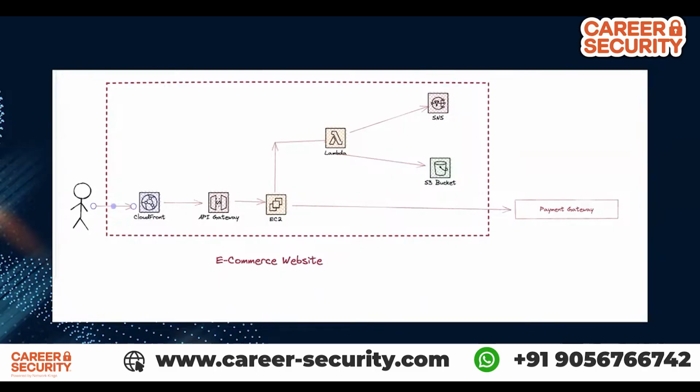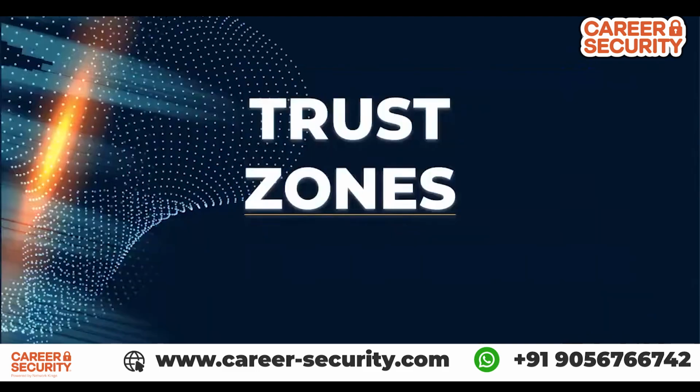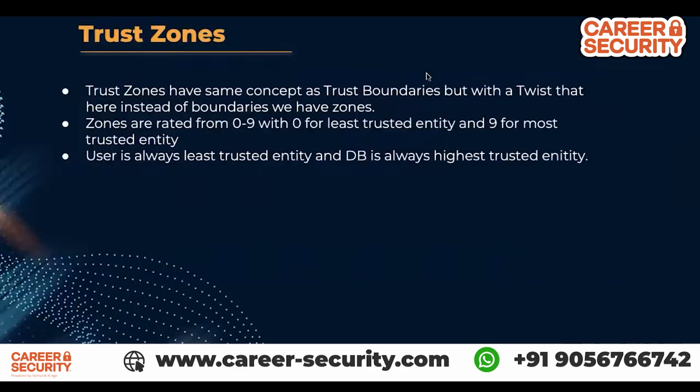Now, similar to the trust boundaries are trust zones. Trust zone is very simple, but the majority of companies only use the trust boundary. Trust zones are used much less compared to trust boundaries. Trust zones have the same concept as trust boundaries, but with the twist that instead of boundaries, which are lines, we have zones, and zones are rated from 0 to 9. 0 stands for the least trusted entity and 9 stands for the most trusted entity. It's just a scale from 0 to 9, instead of 1 to 10.